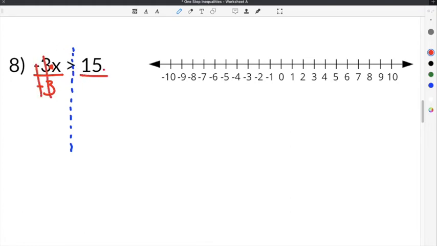Whatever you do to one side, you also have to do to the other. So we're going to divide by negative 3 on this side. We're left with x on this side. And then we divided by a negative number, so our symbol in the middle is going to change. So it goes from greater than to less than because we divided by a negative. And then 15 divided by negative 3 is negative 5. So the solution is x is less than negative 5. So we go to negative 5 on our number line. We draw a parenthesis. And then we go to the left because that's the way our symbol points.